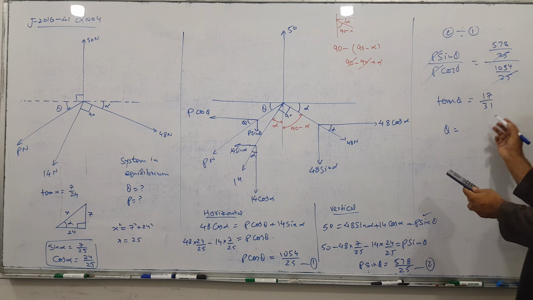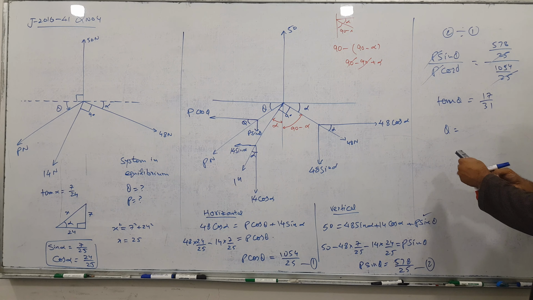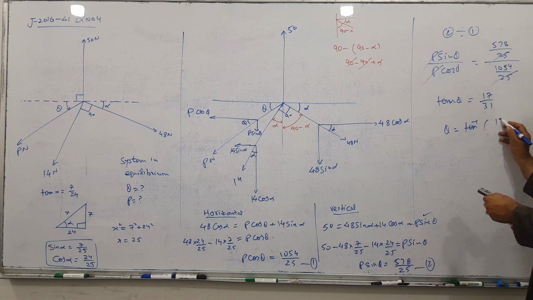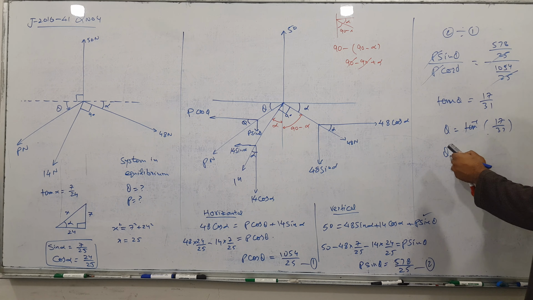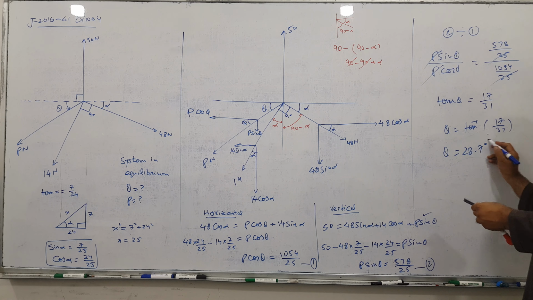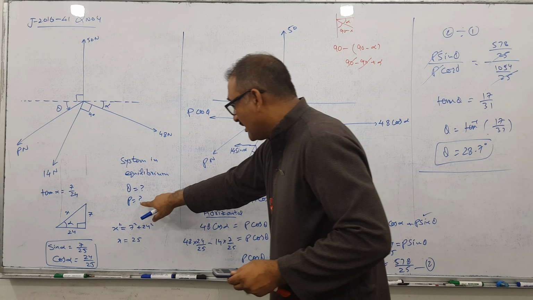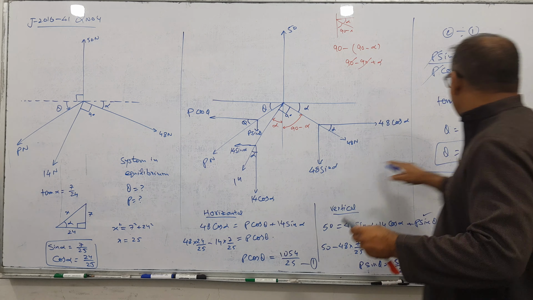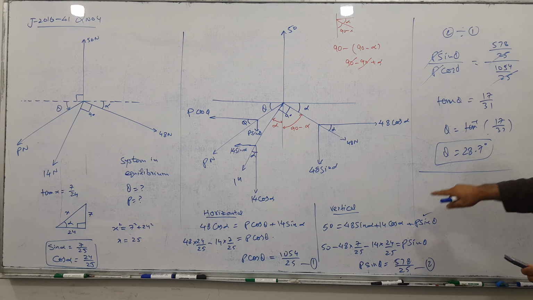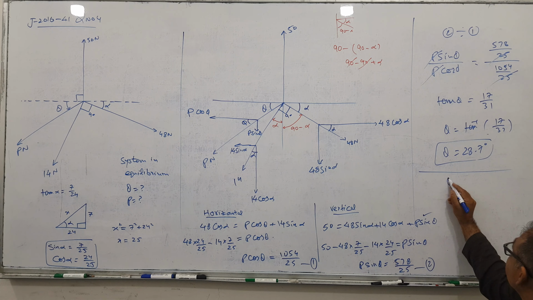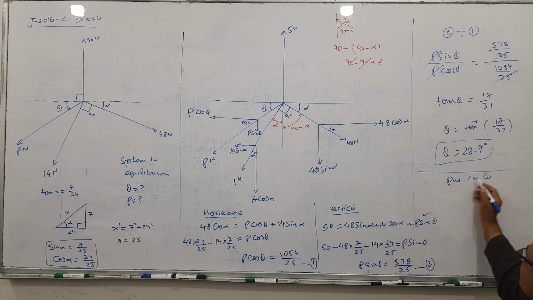So let's find the tan inverse. My answer comes by taking tan inverse of the whole thing, and the answer is 28.7 degrees. So I got the angle, right? And if I need to find what is left, P, I can keep this value back in any equation. I can put it in equation 1. So what happened?